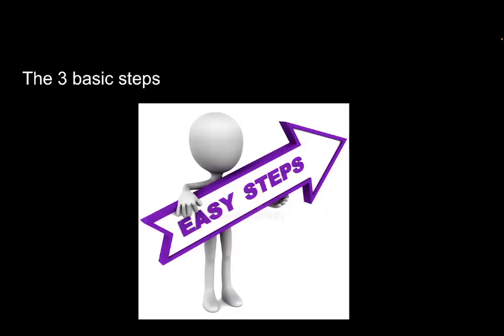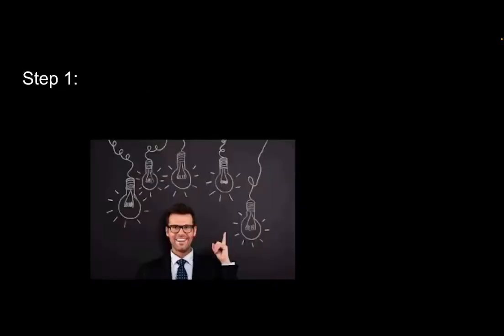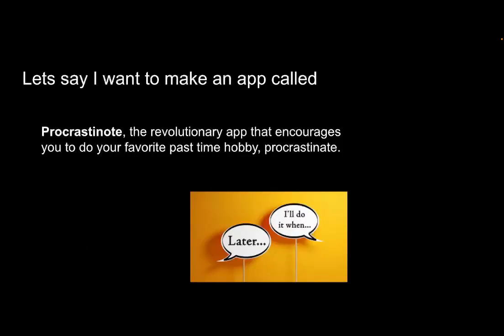In order to do this, we will have to go over 3 basic easy steps. Step 1 is make an idea. Let's say I want to make an app called Procrastinote, which is the revolutionary app that recognizes your favorite pastime hobby to procrastinate. Now, let's say I want to make this idea and I want to vibe code it. First step is make an idea.